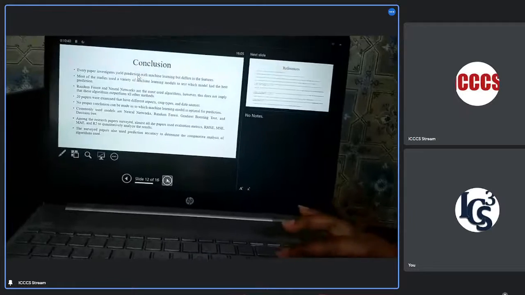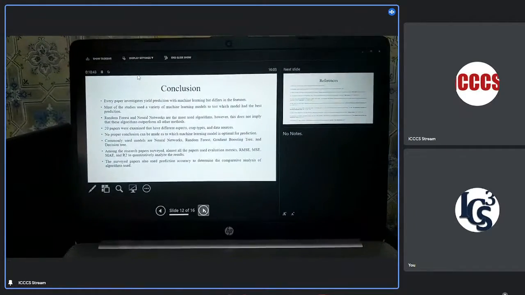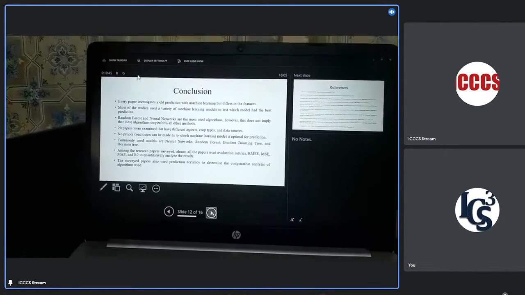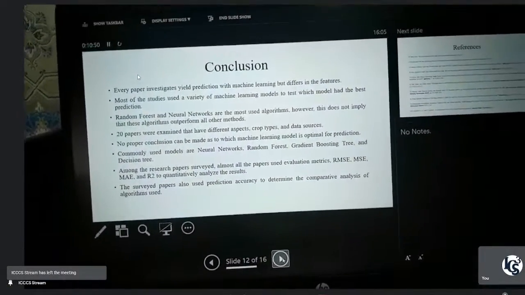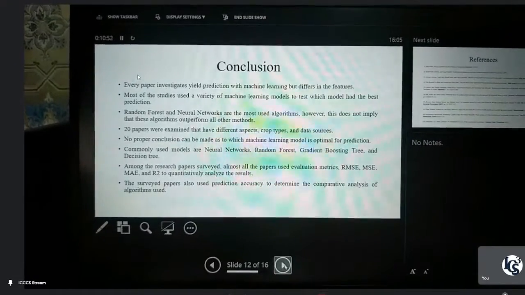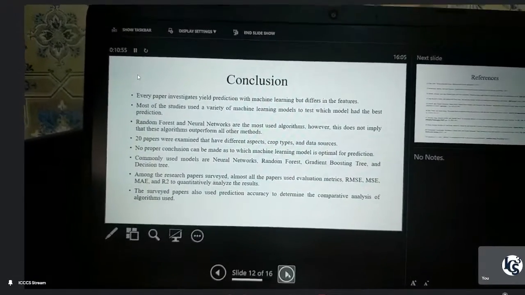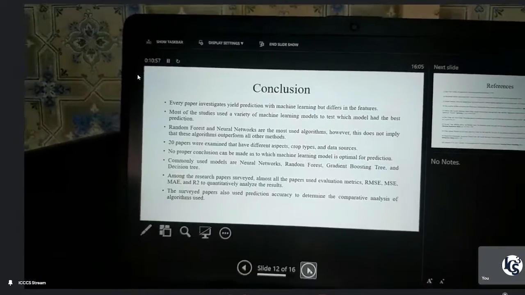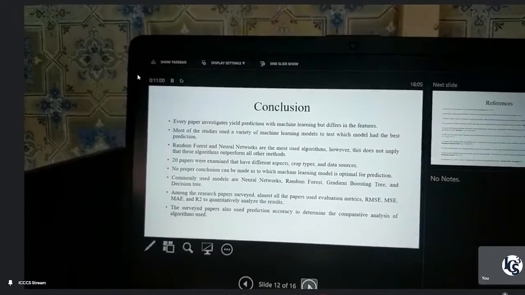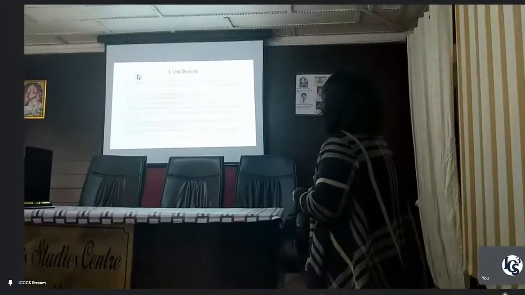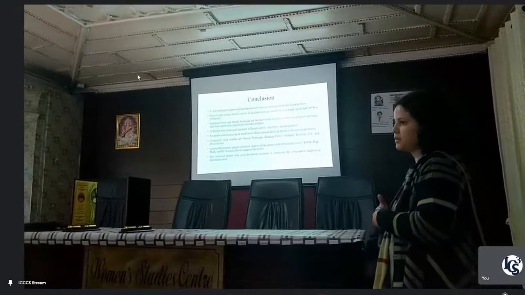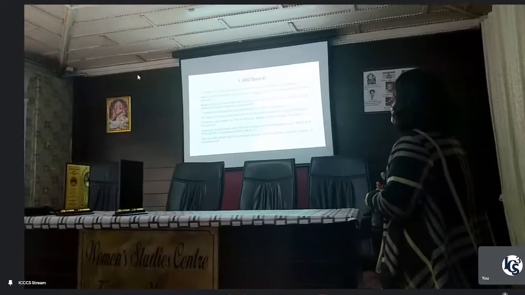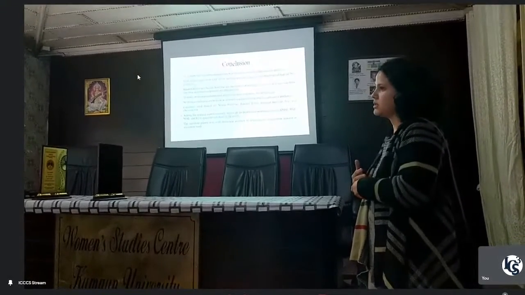So random forest and neural networks are the most used algorithms. This does not imply that these algorithms will outperform all other methods or any other model. That is not the conclusion. But most of the studies use a variety of machine learning models to test which model had the best prediction. Evaluation metrics have also been used to analyze the results. Survey papers also use prediction accuracy to determine comparative analysis of algorithms. So accuracy and some evaluation metrics have been used to quantitatively analyze the results.